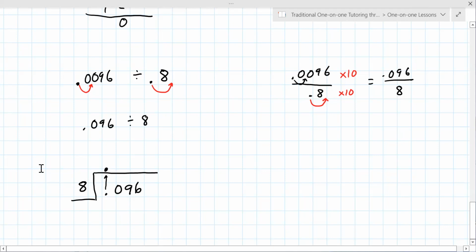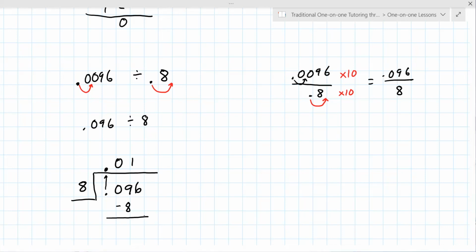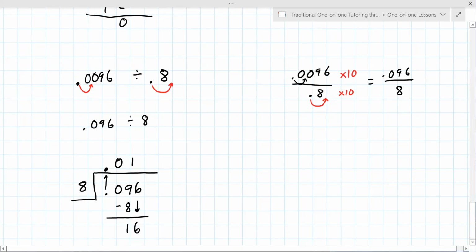Does 8 go into 0? No. 0 times, right? Does it go into 9? Yes. How many times does it go into 9? Once. One time. So then you multiply and subtract. 1. Bring the 6 down. 2. Very good.